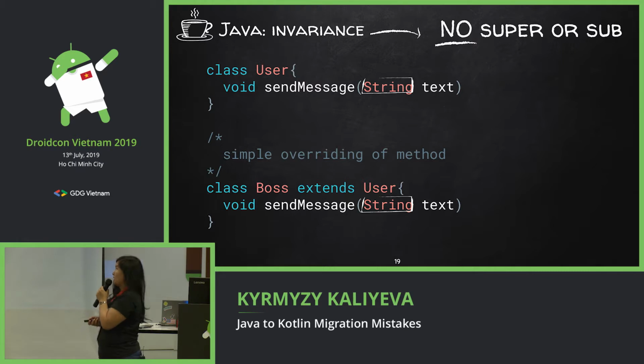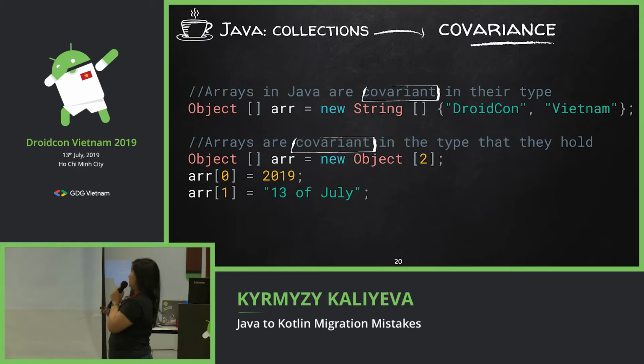Let's see what this covariance is in Java collections. Arrays in Java are covariant in their type. For example, we can assign a child class to the parent class. Like you can see, an array of Object can be initialized from an array of String. And the second interesting thing is that arrays are covariant in the type that they hold, like we can hold a String and an Integer.